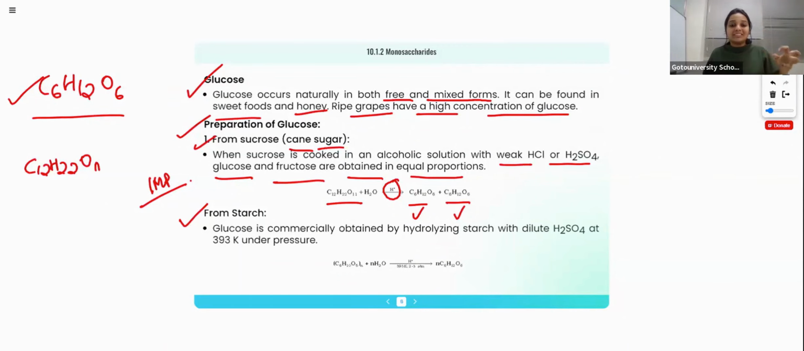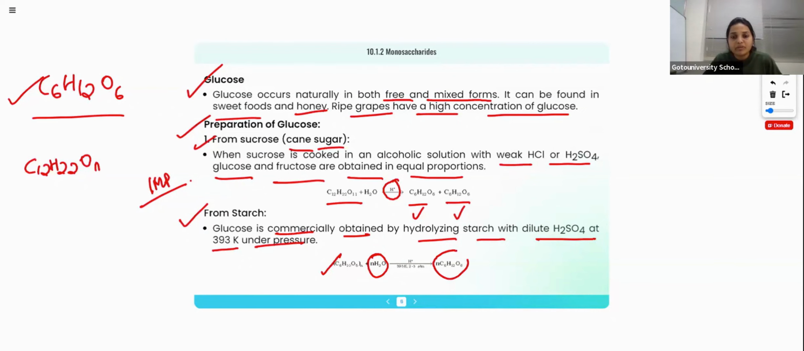Next one is from starch. Glucose is commercially, means industrially, prepared by hydrolysing starch with a dilute acid at 393 Kelvin under pressure. See, this is starch. Then what you are doing? Same hydrolysis. Because starch is a polysaccharide, on hydrolysis we are getting many glucose. There is no fructose, only glucose.